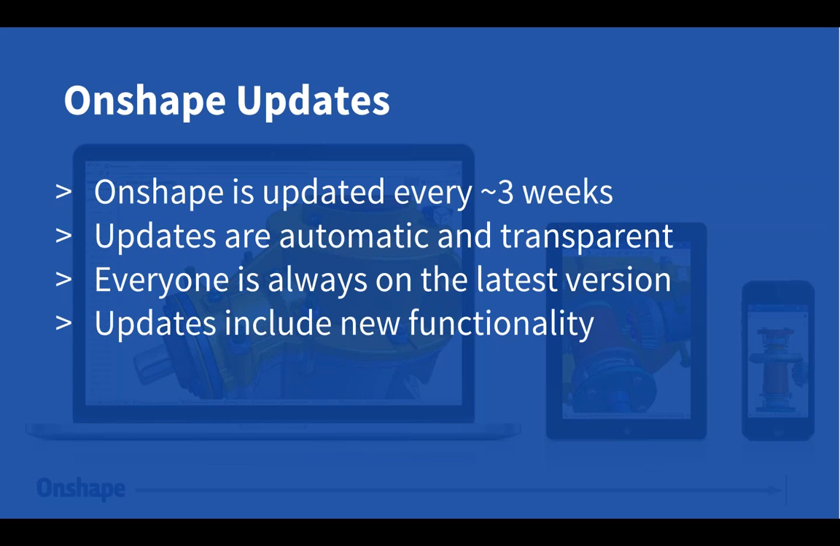So the big benefit is everyone's always on the latest version. There's no version compatibilities in Onshape. There's only one version, and that's the latest. And these updates, of course, include new functionality. These aren't just bug fixes, but they're also new functionality that's going in. So we're going to discuss that new functionality here today.